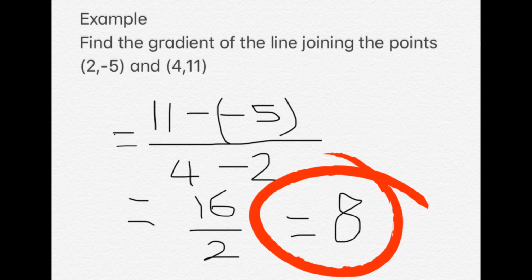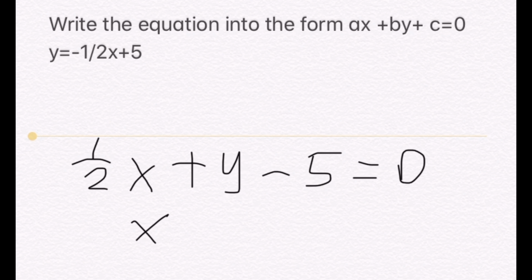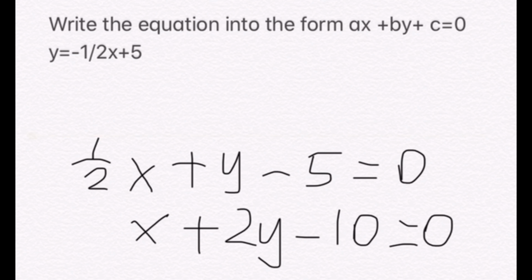Now let's look at another example in which we have to change the equation of a line into the form ax plus by plus c equals 0, given the equation y equals negative half x plus 5. What we're going to do first is move the things on the right-hand side to the left-hand side. If you want to move the left-hand side to the right-hand side, it's also okay, but in this case it is easier to do it like this.